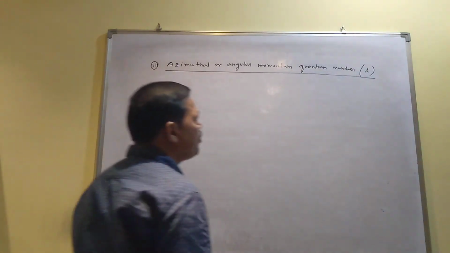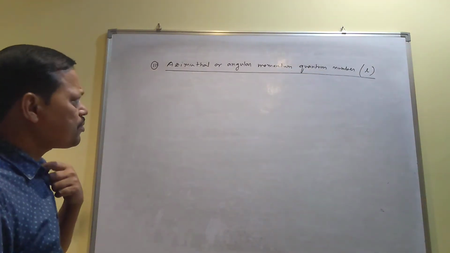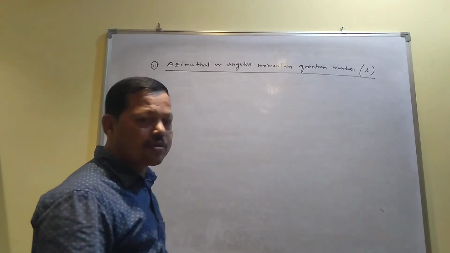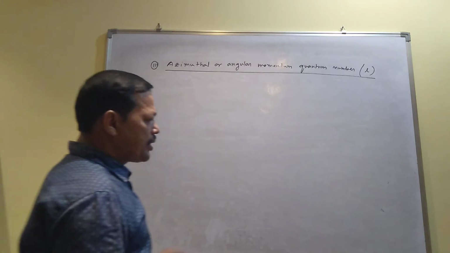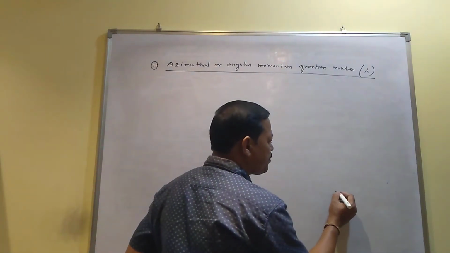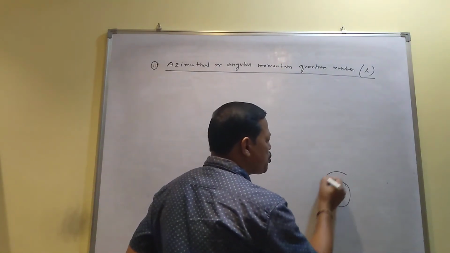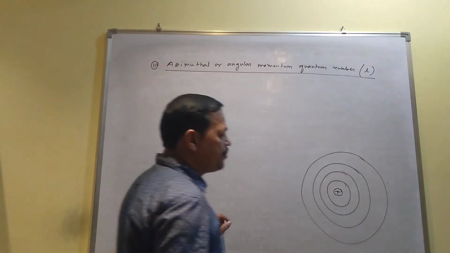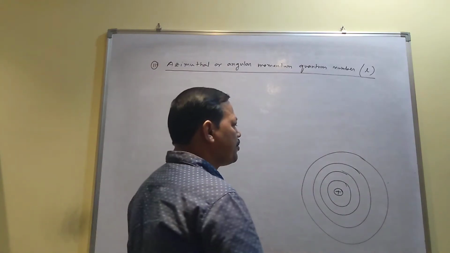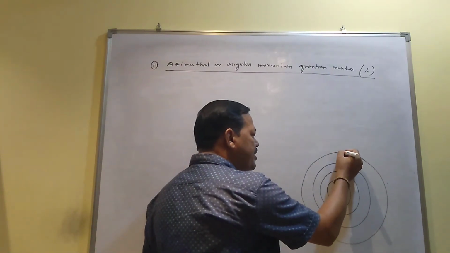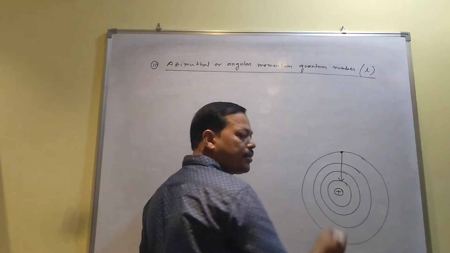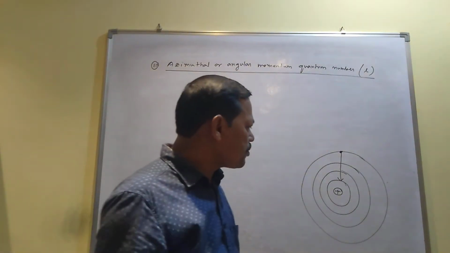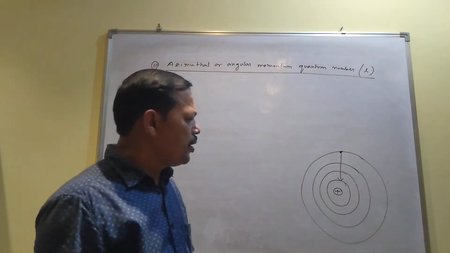Azimuthal or angular momentum quantum number. Now what is this quantum number, and what does it represent? As you have got in Bohr's theory, atoms can show some spectrum, and they mainly show the line spectrum. When an electron comes from a higher energy state to a lower energy state, you can see some line spectrum. Already you have got this in Bohr's theory.